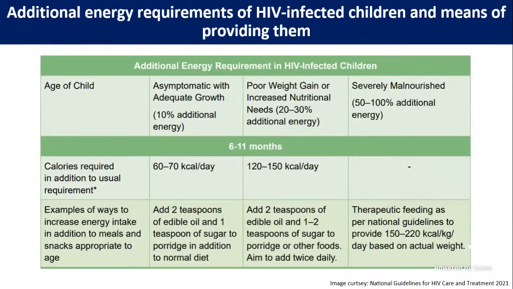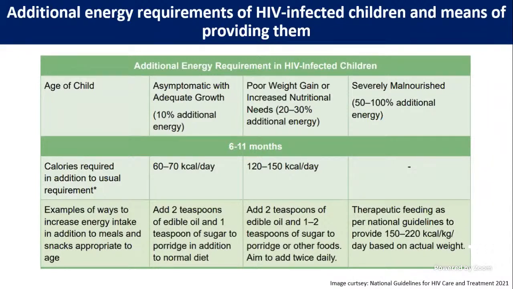So this you cannot do from the ART center. But what you can do is manage the first 2 groups. And there are very simple ways of actually improving the energy intake of the child. For example, look at the first column: in a child who's asymptomatic with adequate growth, if you need to give 10% additional energy, which for a child of 6 to 11 months would require about 60 to 70 kilocalories extra.